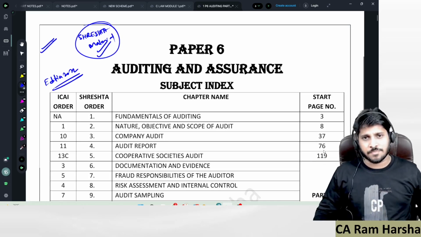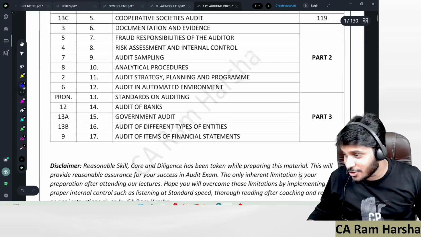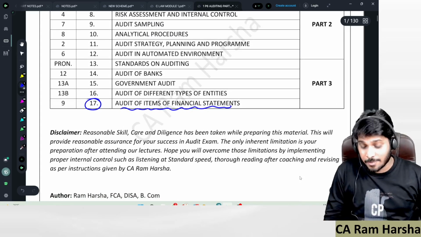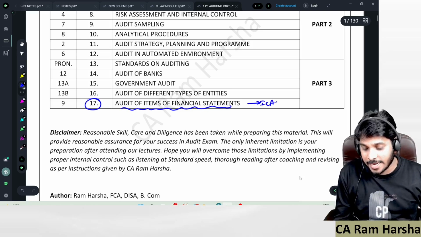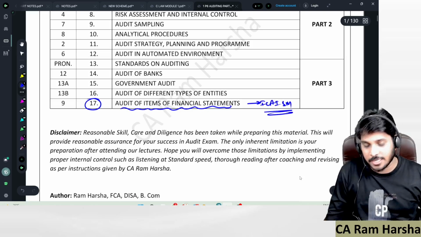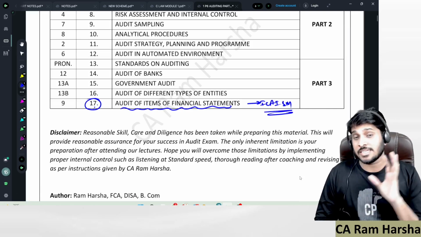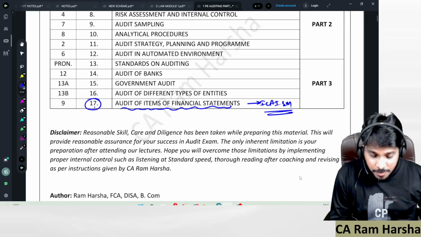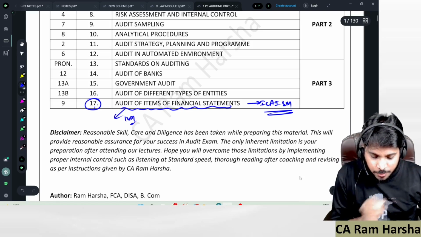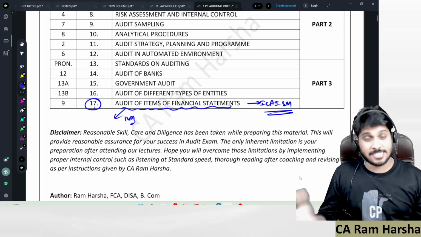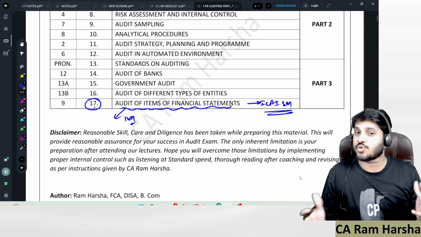100% is covered. And in fact, for your information, the 17th chapter, audit of items of financial statements, we are directly going to read and learn from the ICAI study material. The 17th chapter, we are directly going to discuss from the ICAI study material. Why? This particular chapter has approximately 14 marks weightage, sometimes 8, maximum 14, and in exceptionally rare cases an 18-mark question may also come.